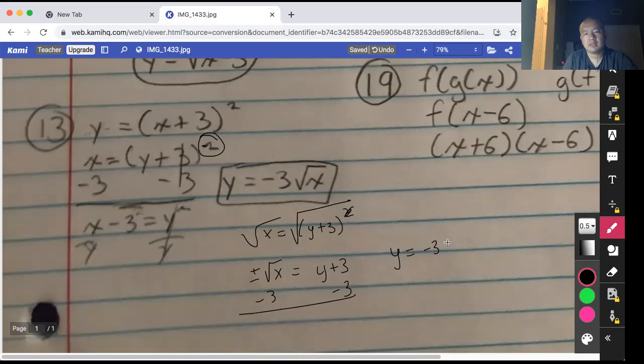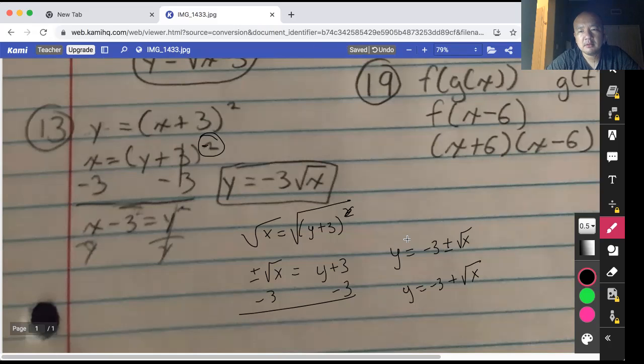-3 plus, I guess, plus or minus radical x. Okay, so that's how you do that part. You subtract the 3 and then you get the plus or minus on that. It could also just be -3 plus radical x as well. I think that's what it is.